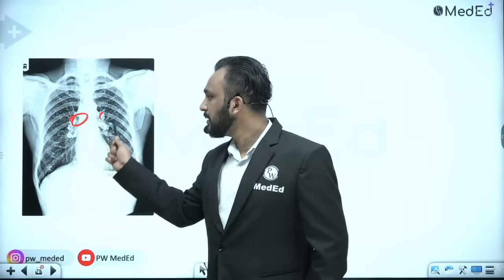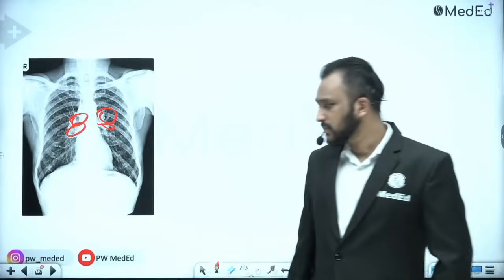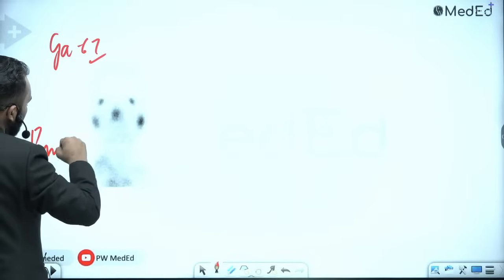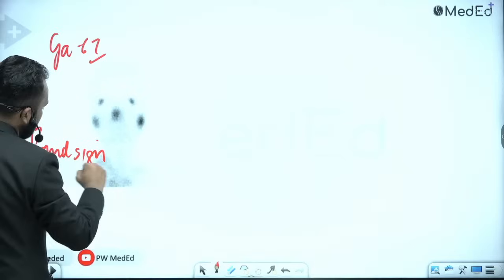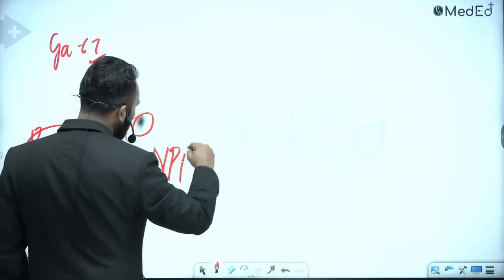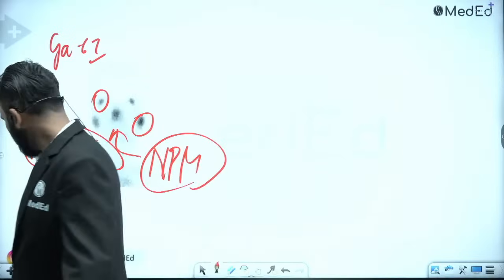So here we can see multiple calcified lymph nodes, and this is a case of sarcoidosis. And if you do a gallium scan for this patient, you will see a panda sign, in which there will be increased uptake in the lacrimal glands. Increased uptake will be seen in the parotid glands, and there will be normal uptake elsewhere. Increased uptake will be seen in the nasopharyngeal mucosa.